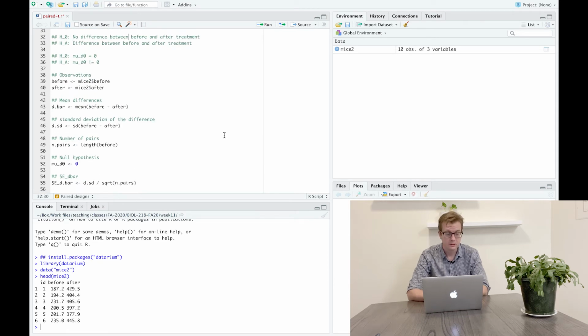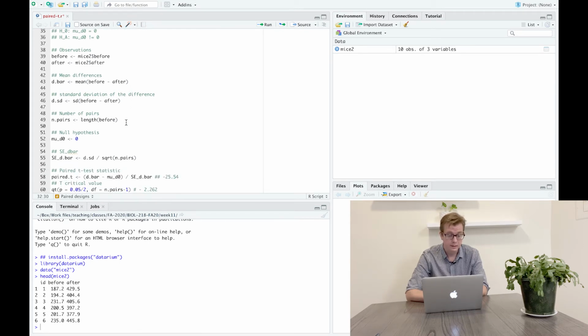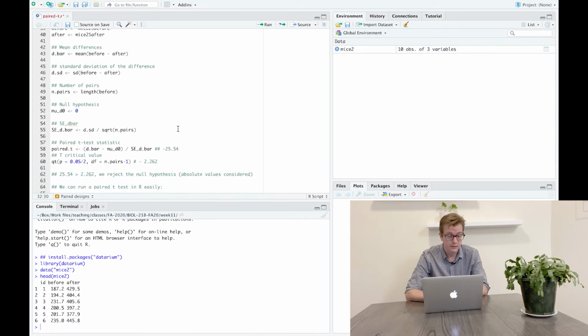Our observations are before and after, so we make vectors of those two columns. We calculate the mean differences, or d bar, and that's simply the mean of our before vector minus our after vector. We take the standard deviation of the difference. We calculate the number of pairs, and since the number of observations in before and after are the same, we just need the length of one of those vectors. Here I chose before. And then we need our null hypothesis, which in this case is 0.